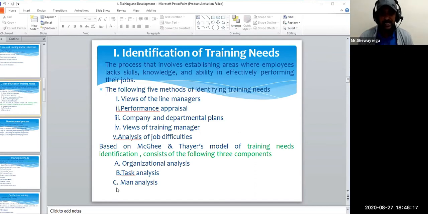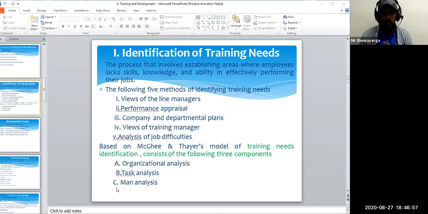So they recommend that identification of training should be analyzed from three points of view. At this time we can use different data collection methods. The views of line managers are one source of information, performance appraisal is another source, company and department plans are another, and the view of the training manager is also another source of information. Analysis of job difficulties is another method which helps to identify the need of training.